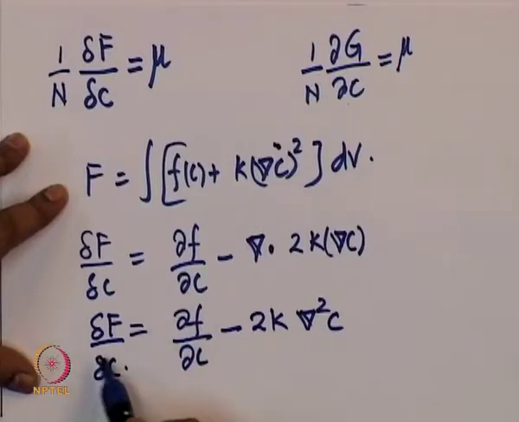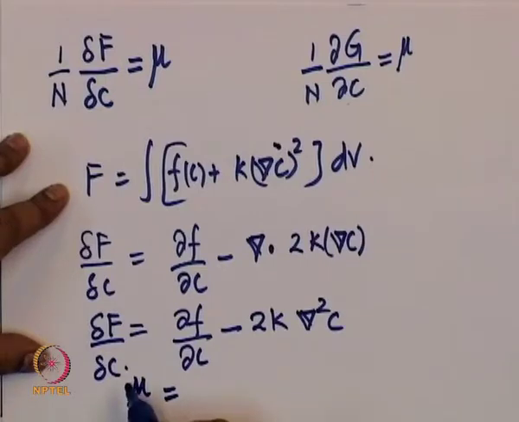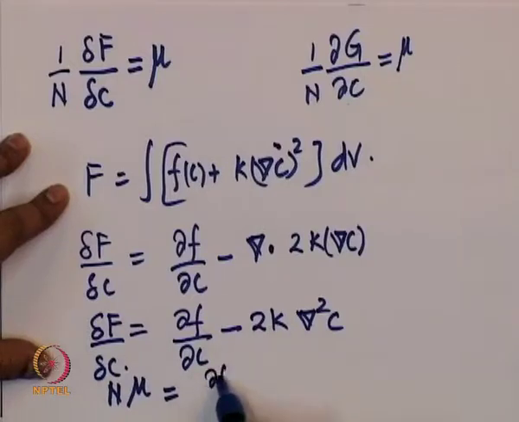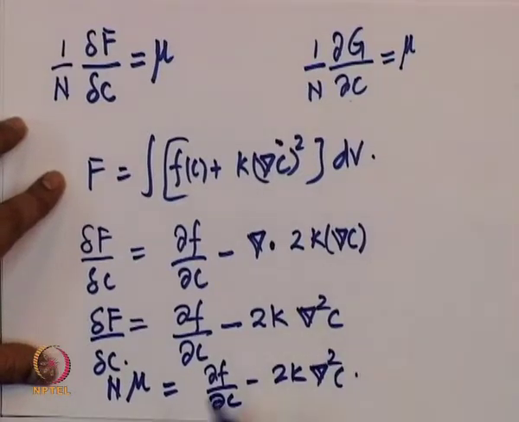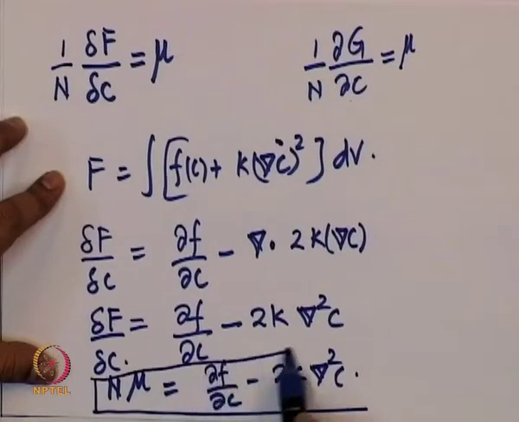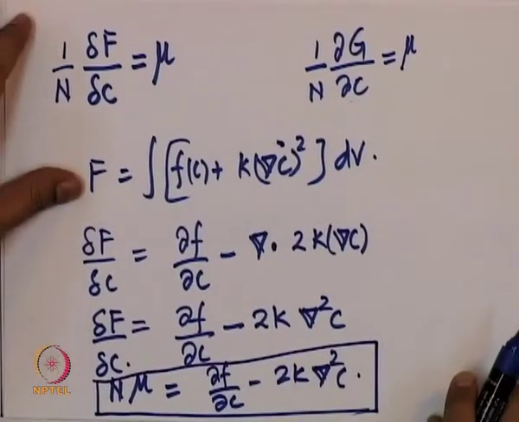So, mu is nothing but this quantity del f by del c. So, that is dou f by dou c minus 2 kappa del squared c. So, this is the first term. So, we have obtained the chemical potential in the case of a functional.